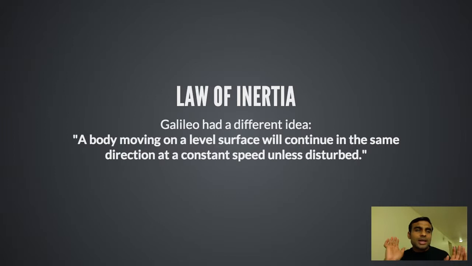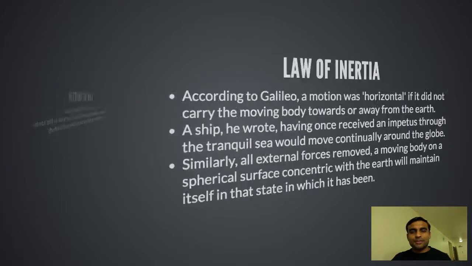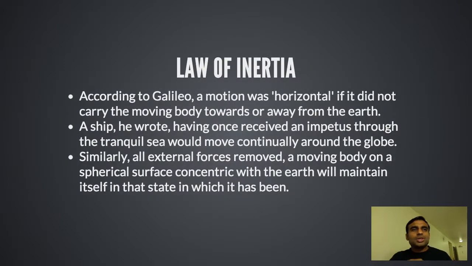So his idea was that, look, things do not have to come to rest as their natural state. If you don't disturb a moving object, it will just continue to be in its state of motion. However, his law was slightly wrong in the sense that Galileo considered horizontal motion to be anything that didn't bring that object closer to the center of the earth. So according to him, a ship on the surface of the ocean is in a horizontal motion around the earth.